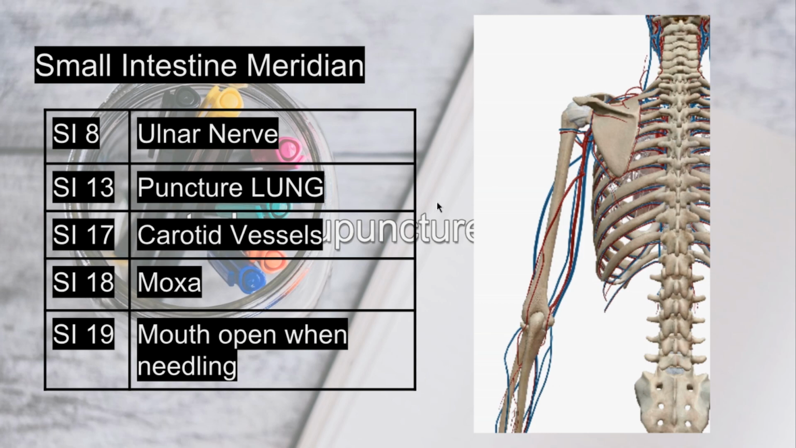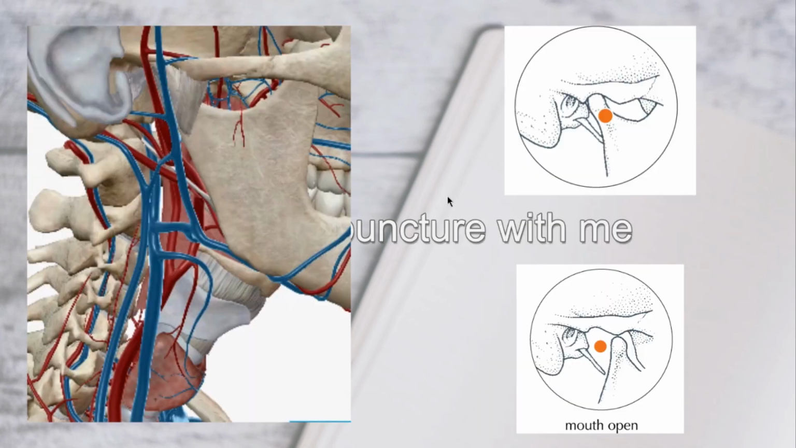Next we have small intestine 17. Small intestine 17 is best needled right between the angle of the mandible and the anterior border of the sternocleidomastoid. We have next small intestine 18, which is actually right below the outer canthus, and it's in a depression in the lower border of the zygomatic arch. And moxa is generally contraindicated for this point.